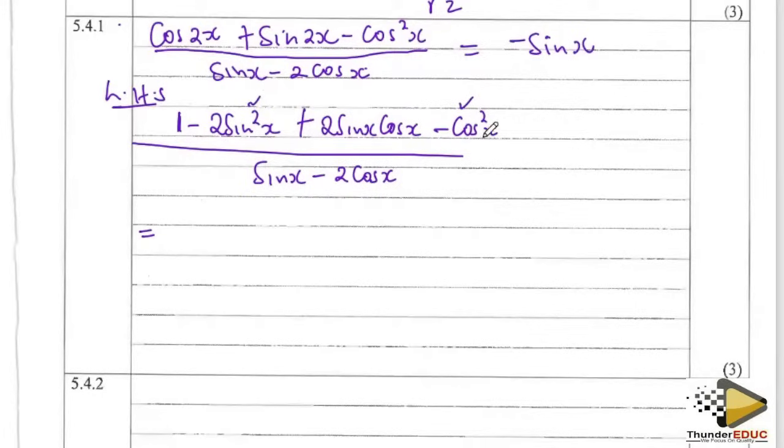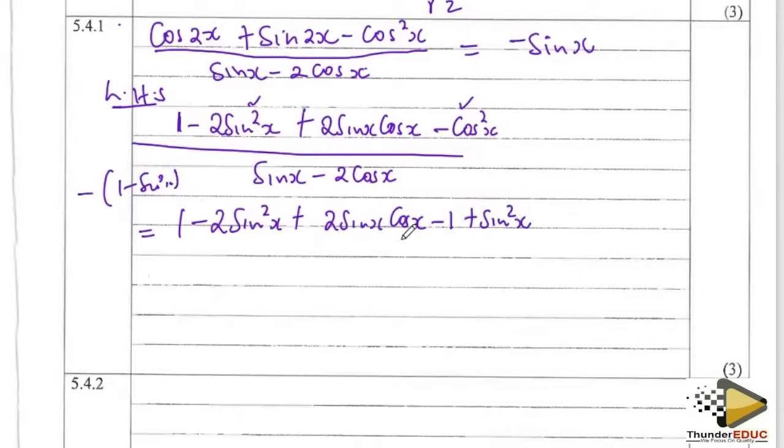If not, I can change this to 1 minus sine. 1 minus 2 sine squared x plus 2 sine x cos x. Then I'm going to have 1 minus, so negative 1 minus sine squared x, which is going to give me negative 1, then plus sine squared x, over sine x minus 2 cos x.